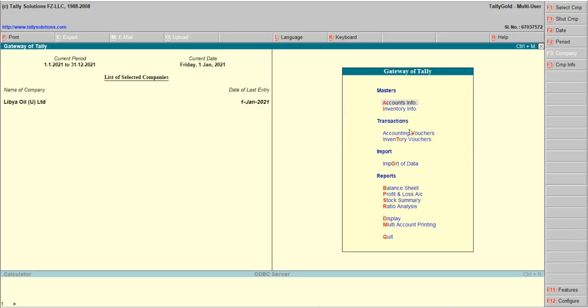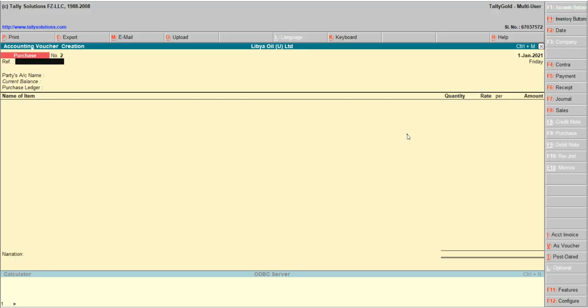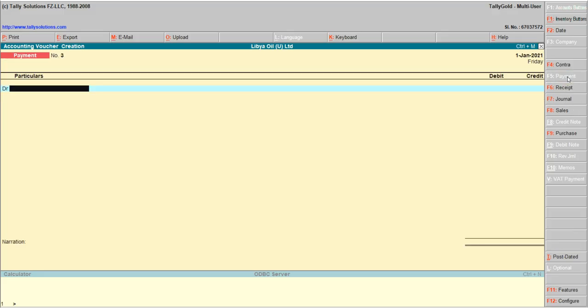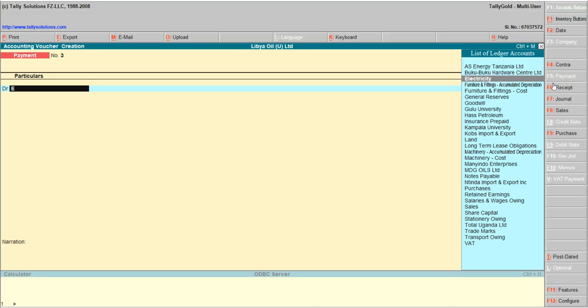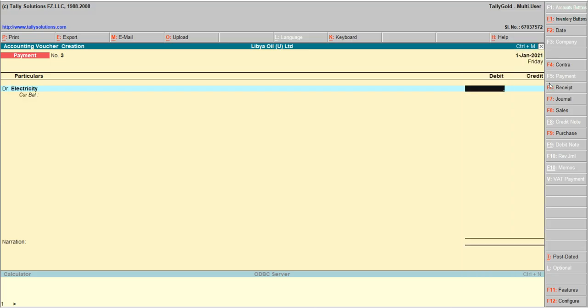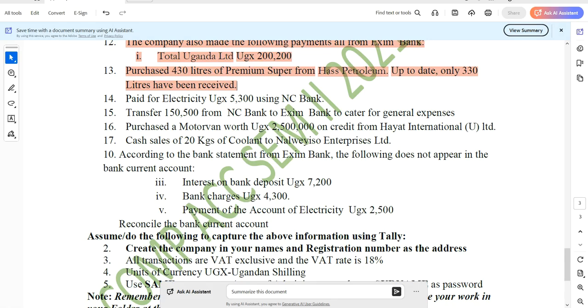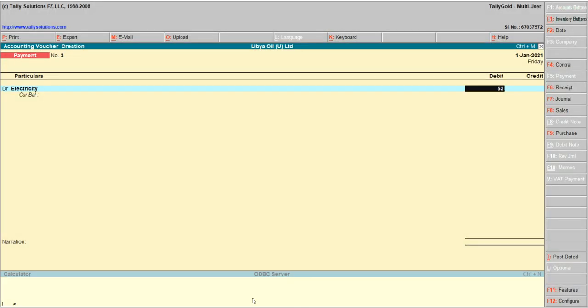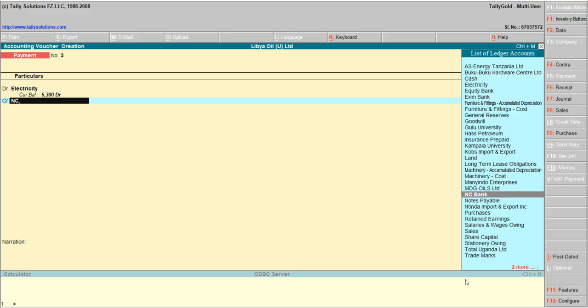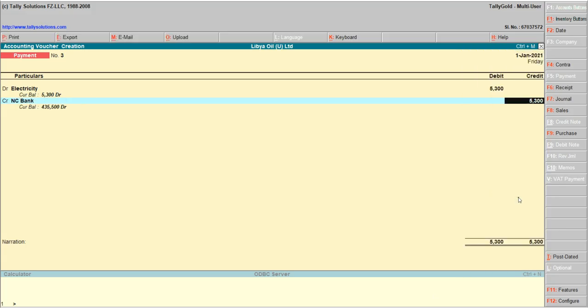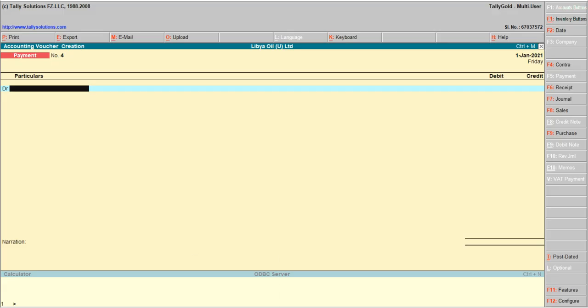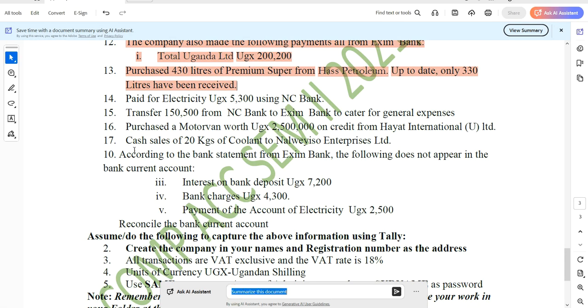So go back to the accounting vouchers. This is a payment for electricity. We are debiting the electricity account. How much? 5,300. The payment was made from the NC Bank. Action, ignore, enter, accept. What else do we have? This one is done.